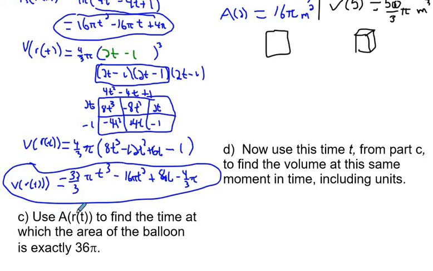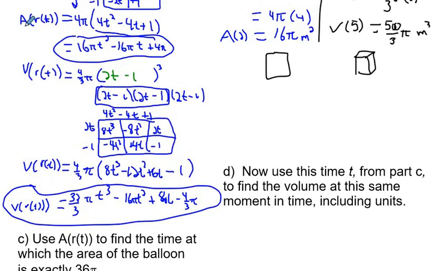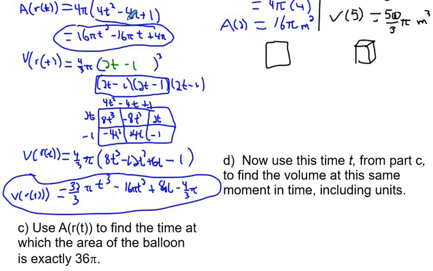So now it says use a of r of t to find the time at which the area of the balloon is 36 pi. And this is such a great question because we have these two answers, right? We had the first answer and then we distributed that answer. So now the question is, which of these would be easier to set equal to 36 pi? And the answer is this one is.